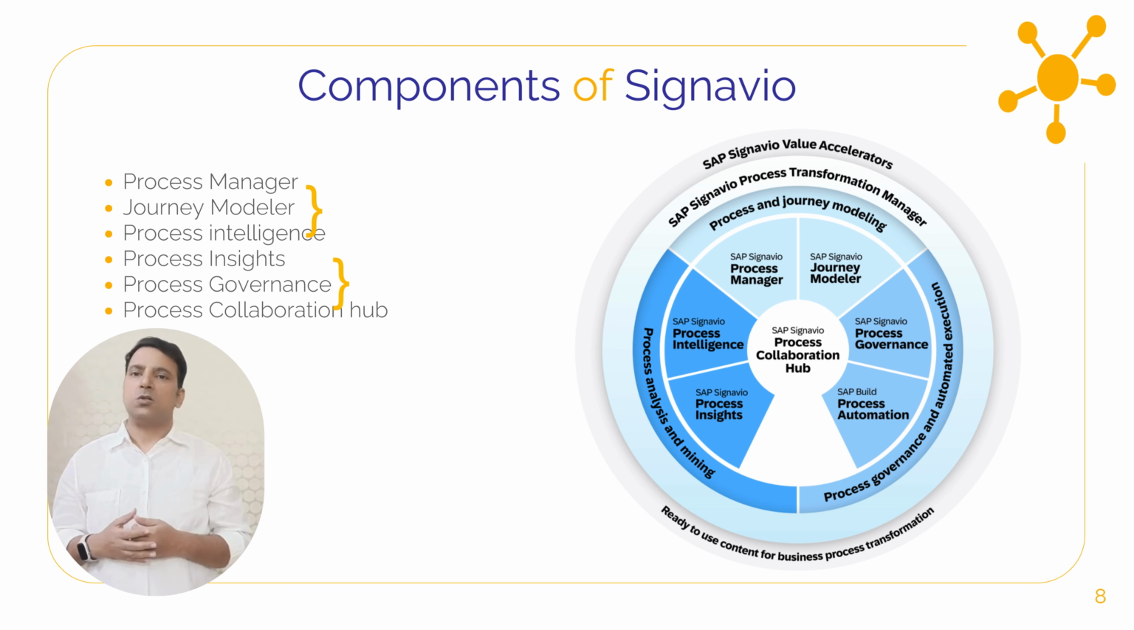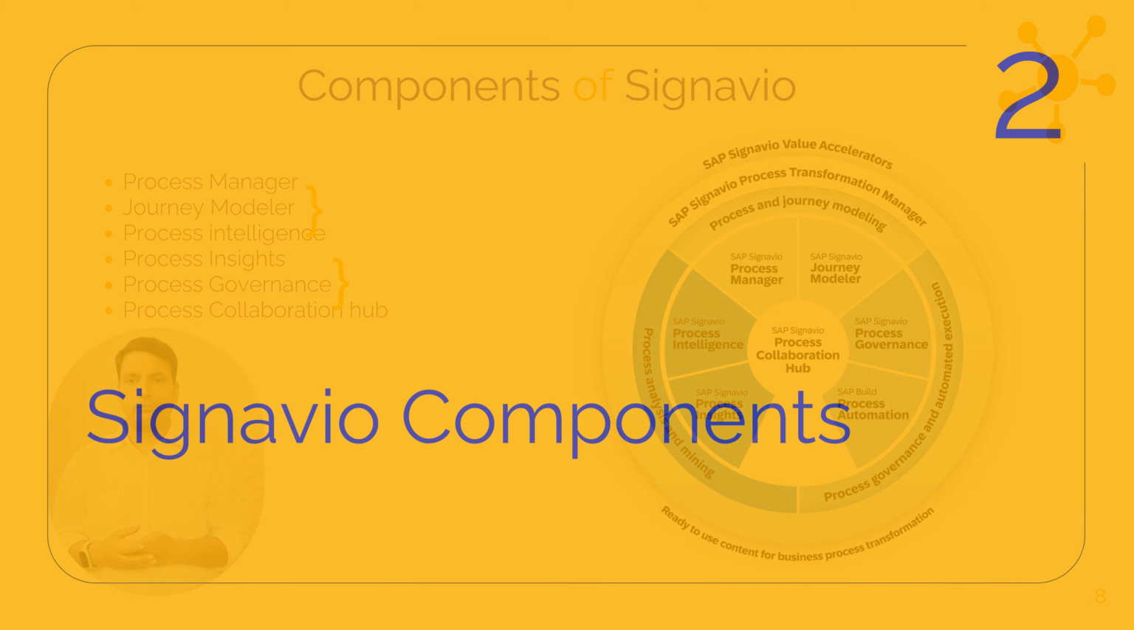Process Governance is also known as Workflow Builder. That is a tool which helps us to automate our business processes, especially by developing workflows with which we can automate our business processes. The last is Process Collaboration Hub. It's kind of an entry point for Signavio, where all the end users can collaborate and also perform their different tasks from this system.